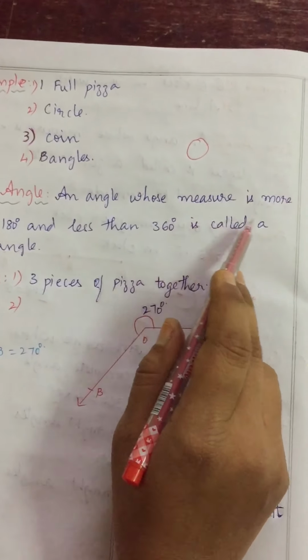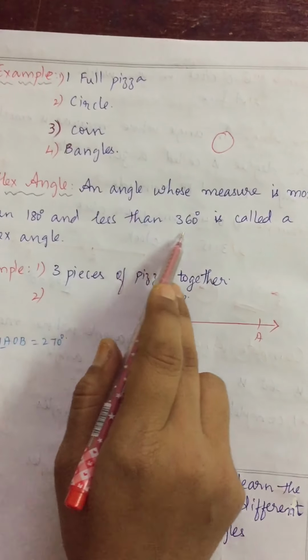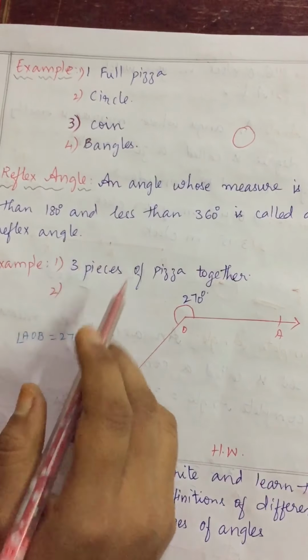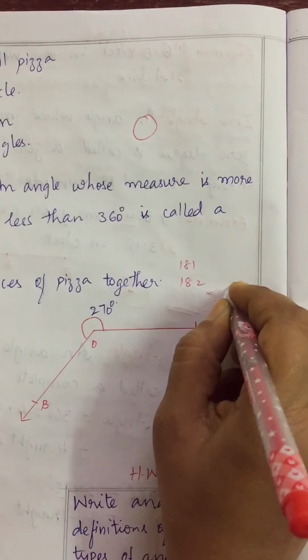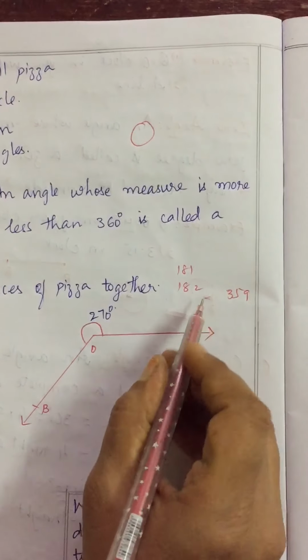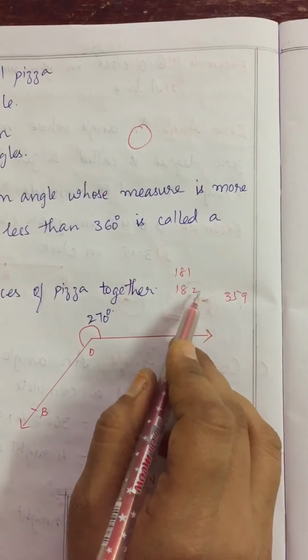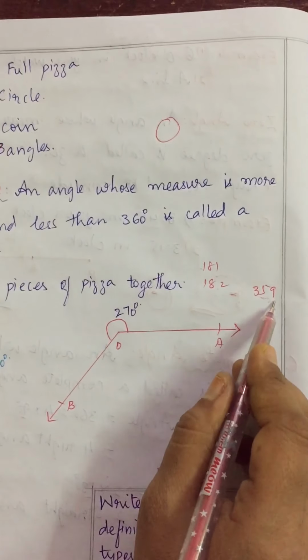Next one is the reflex angle. An angle whose measure is more than 180 degrees and less than 360 degrees is called a reflex angle. Clear children? How? See, 181, 182, like that. It should be up to 359. If we are taking angles in between these, that is nothing but a reflex angle. Less than 360 it should be. That's why I have taken 359.